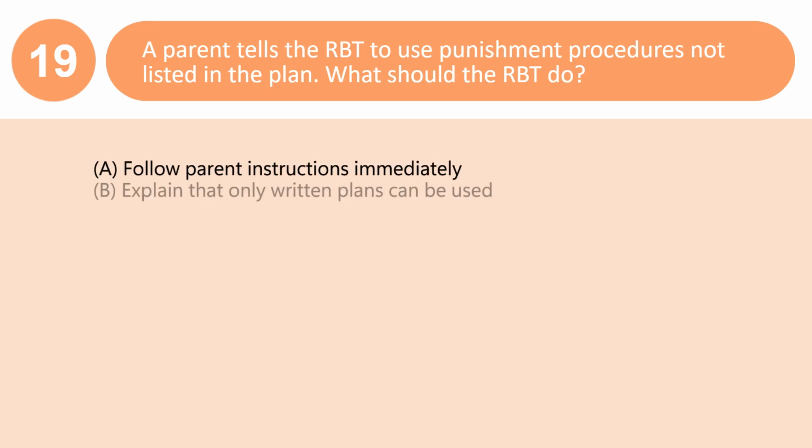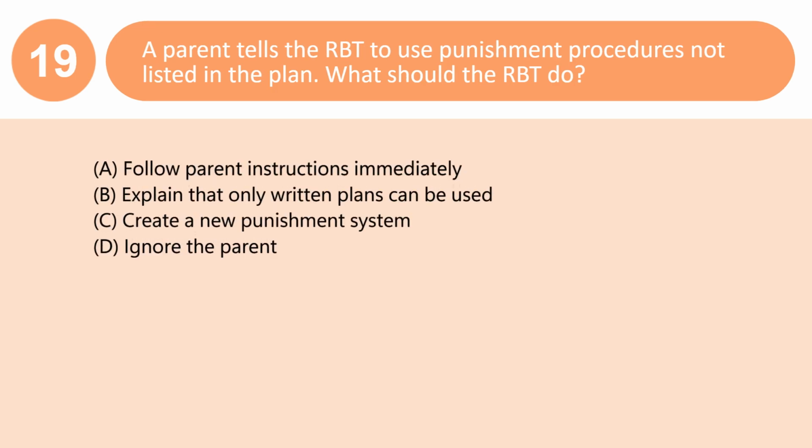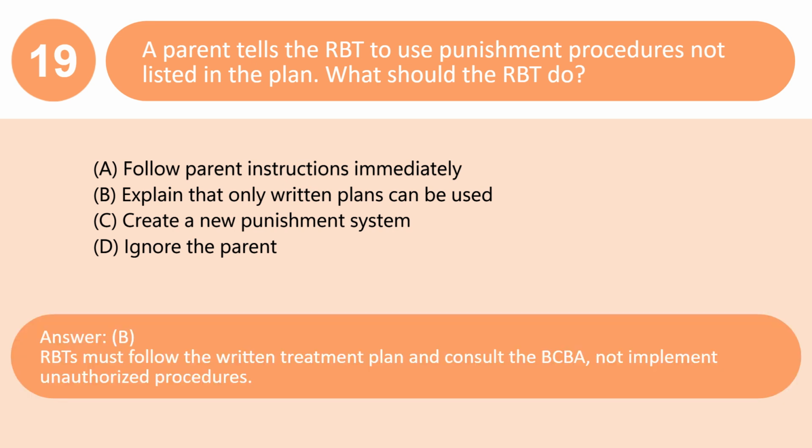A parent tells the RBT to use punishment procedures not listed in the plan. What should the RBT do? A. Follow parent instructions immediately. B. Explain that only written plans can be used. C. Create a new punishment system. D. Ignore the parent. Answer B. RBTs must follow the written treatment plan and consult the BACB, not implement unauthorized procedures.